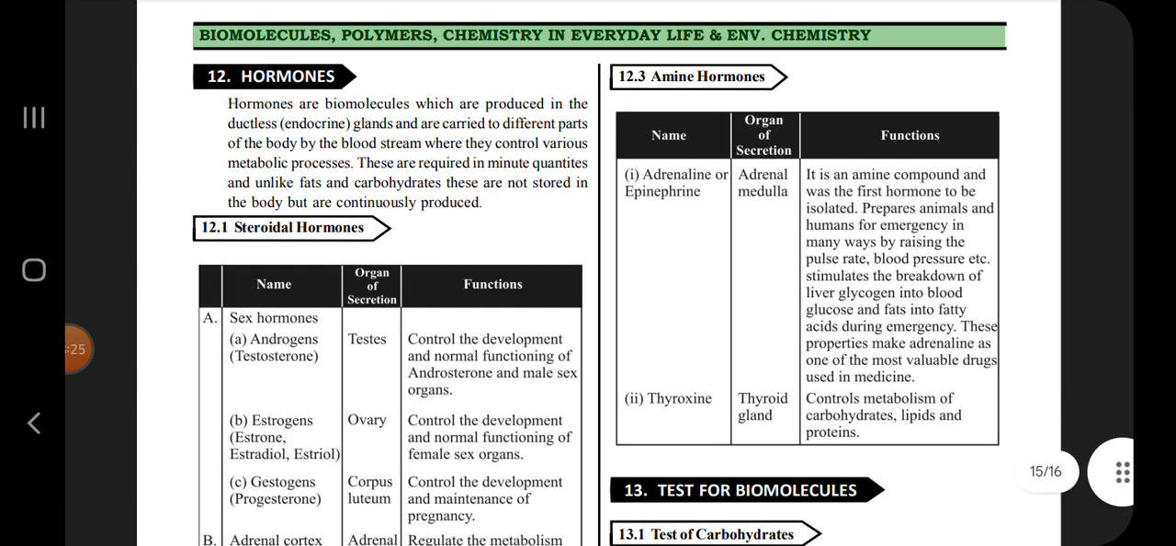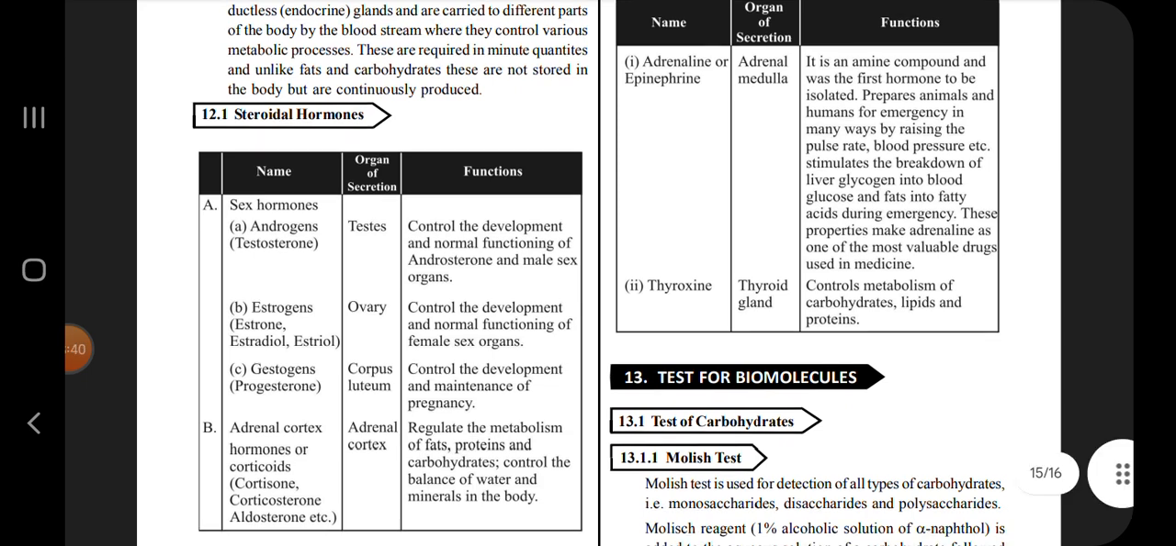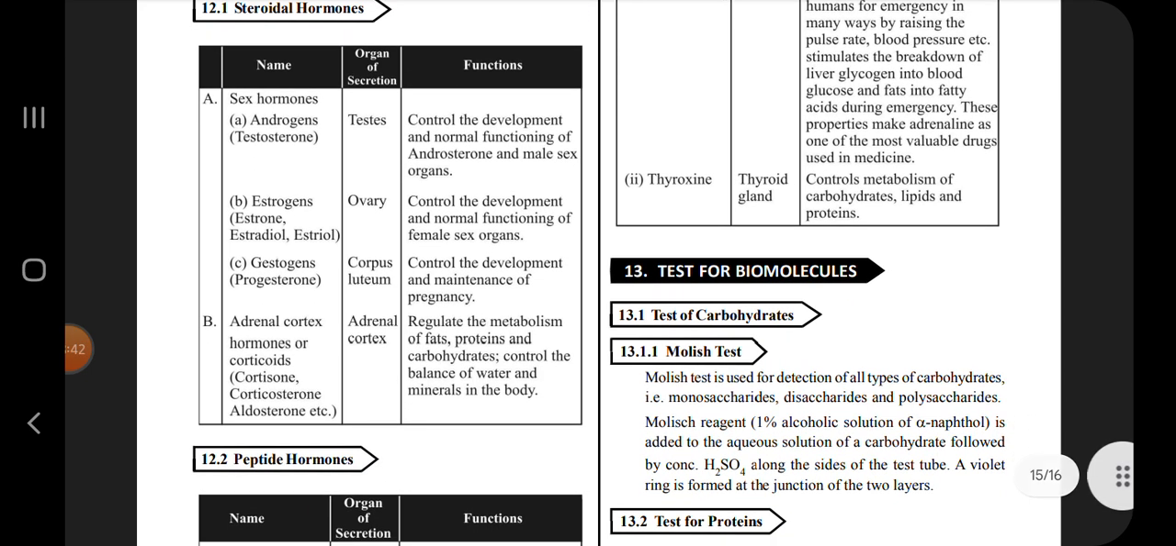Then comes the hormones. The sex hormones include androgens, like testosterone, and estrogens, which are estrone, estradiol, and estriol. They control the development and normal functioning of female sex organs. Then comes the adrenal cortex hormones, which regulate the metabolism of fats, proteins, and carbohydrates, and control the balance of water and minerals in the body.